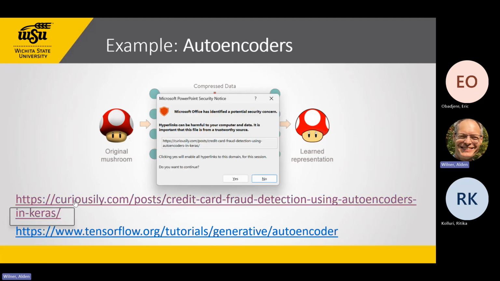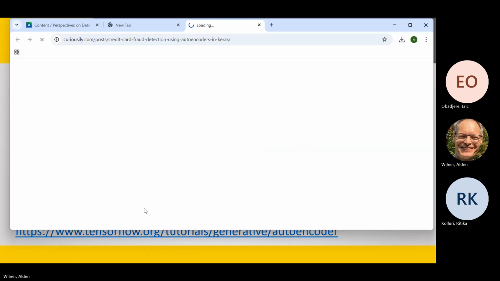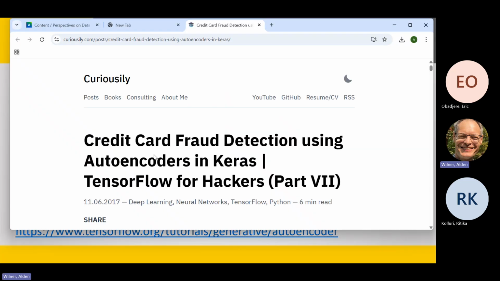But if we start here, there's a couple of links here about how to use autoencoders. And this is specifically using an autoencoder for doing credit card fraud detection. And I'm just going to post this, of course, on the Blackboard. It's already up there, so you'll be able to find that. And I'm going to recommend at this point you go ahead and read this on your own time if you're interested in this.